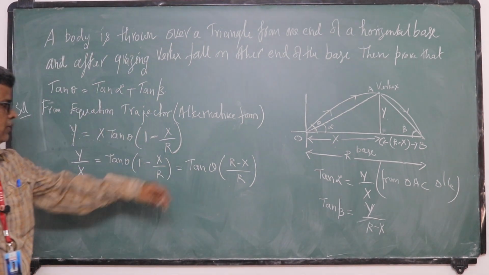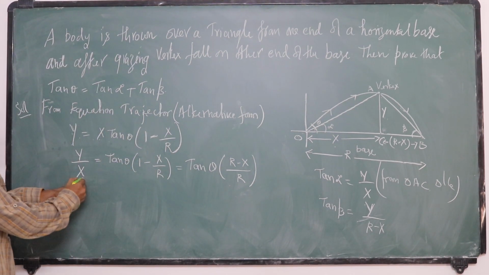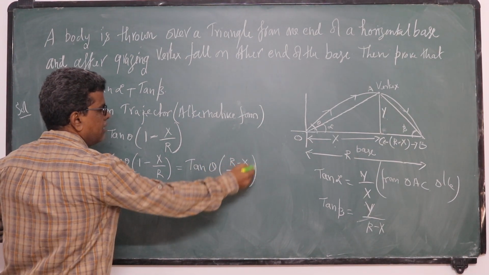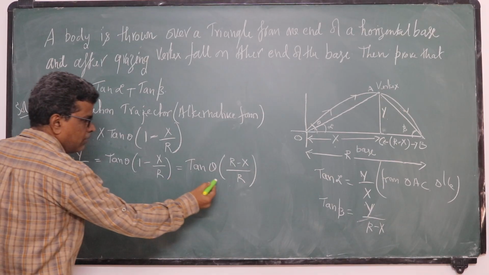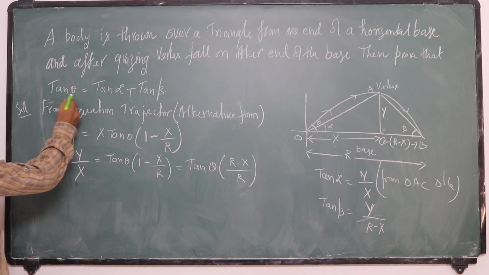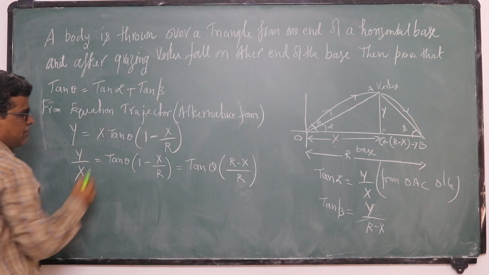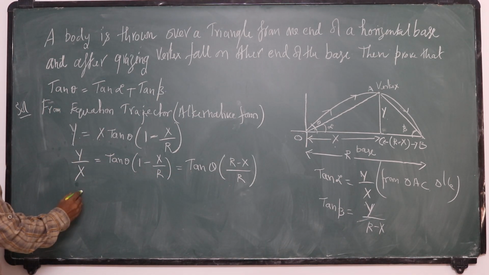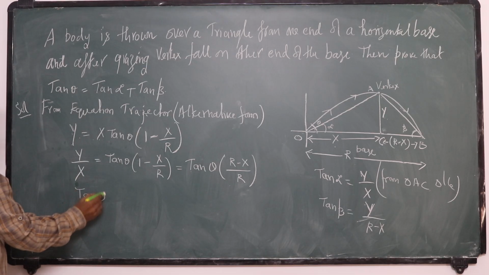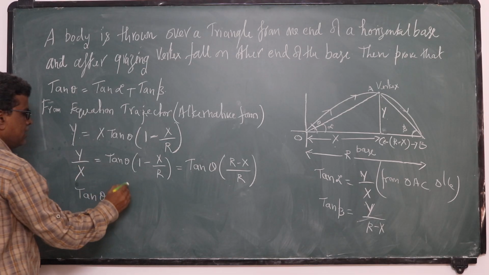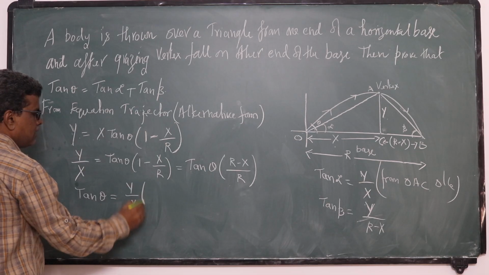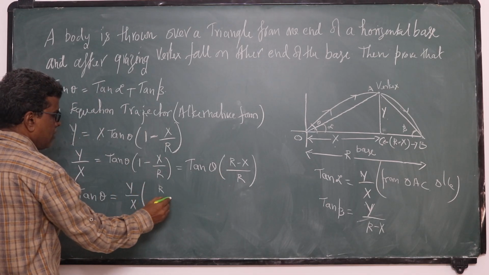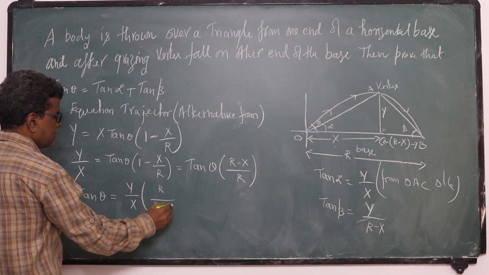So here y by x is equal to tan theta of r minus x by r. So we want a tan theta. We have to prove tan theta is equal to tan alpha plus tan beta. So bring this tan theta this side, and tan theta is equal to y by x of, you bring this one this side, so it will become r by r minus x.